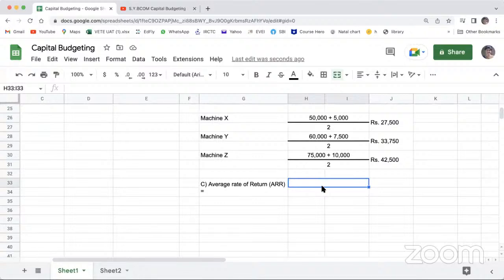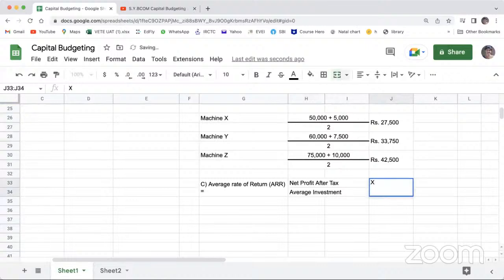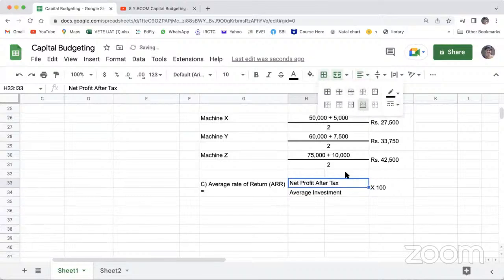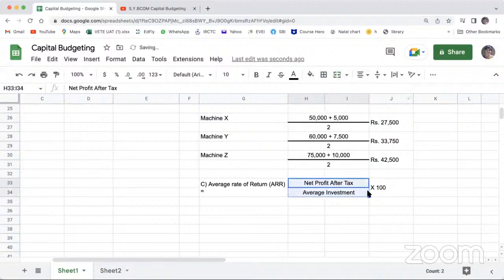Okay. Now what is the formula for average rate of return? Net profit after tax divided by average investment into 100, because here a percentage comes, so into 100. Does everyone remember the formula or not? If not, then memorize it now, okay? Still we have time.